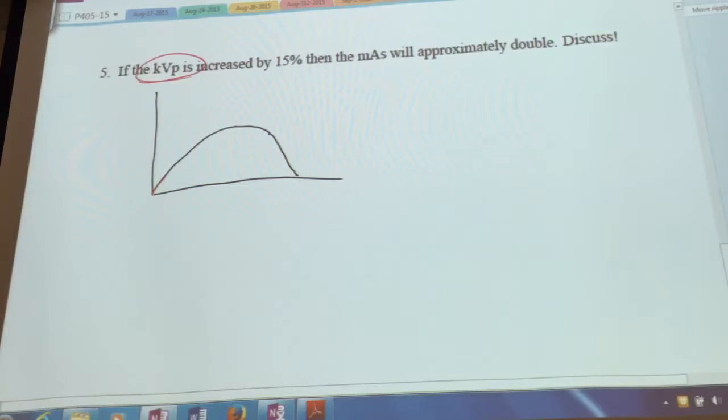We're increasing the KVP. How do you exemplify increasing the KVP? There's no formula. Just how to represent it on a graph. Higher max energy, because KVP is related to max energy.